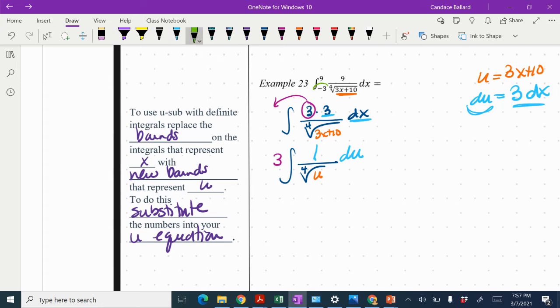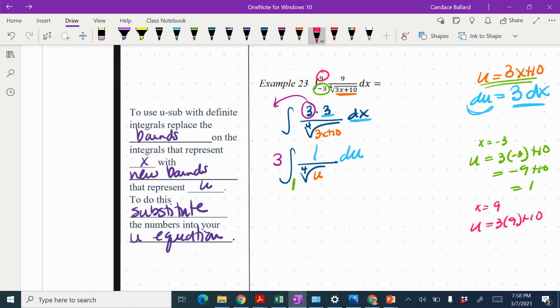So I'm going to use this lower bound first and put it into the u equation. For x equals -3, u equals 3 times -3 plus 10. 3 times -3 is -9, plus 10 is 1. So my new lower bound is 1. Okay, my new upper bound, so I'm going to replace the 9. For x equals 9, u equals 3 times 9 plus 10. 3 times 9 is 27, plus 10 is 37.